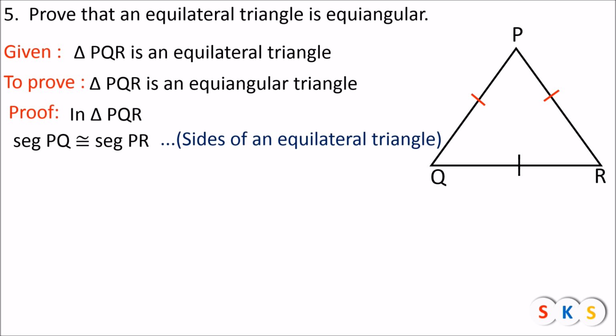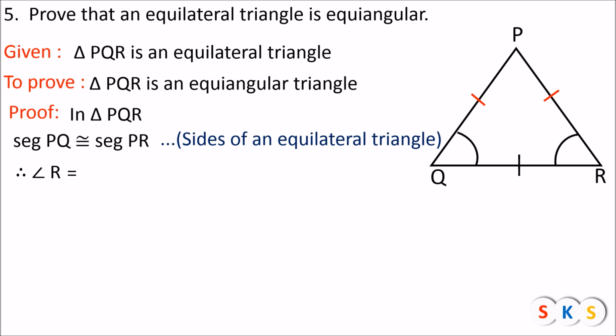And we know that if any two sides of any triangle are equal, then the angles opposite to them will also be equal. So what are the angles opposite to those two sides? Angle opposite to side PQ and angle opposite to side PR. You can see in this figure, angle Q is opposite to PR and angle R is opposite to PQ. These two angles are opposite to those two equal sides.